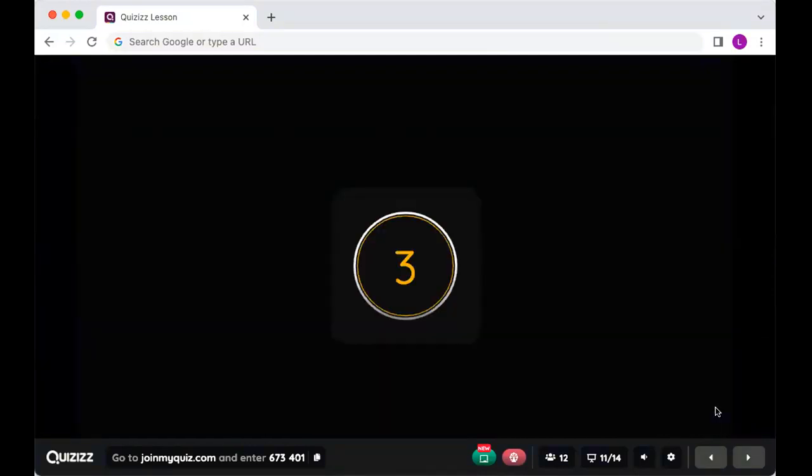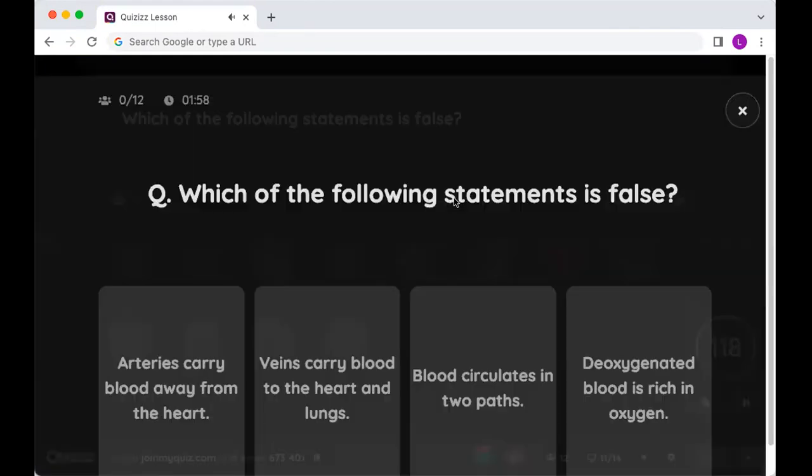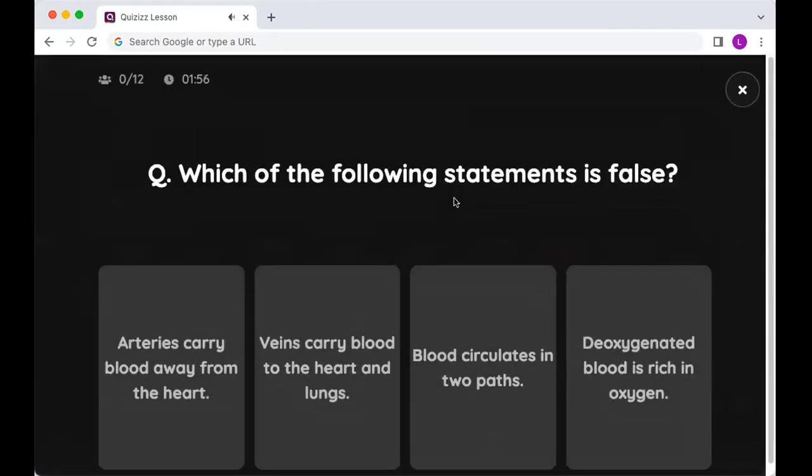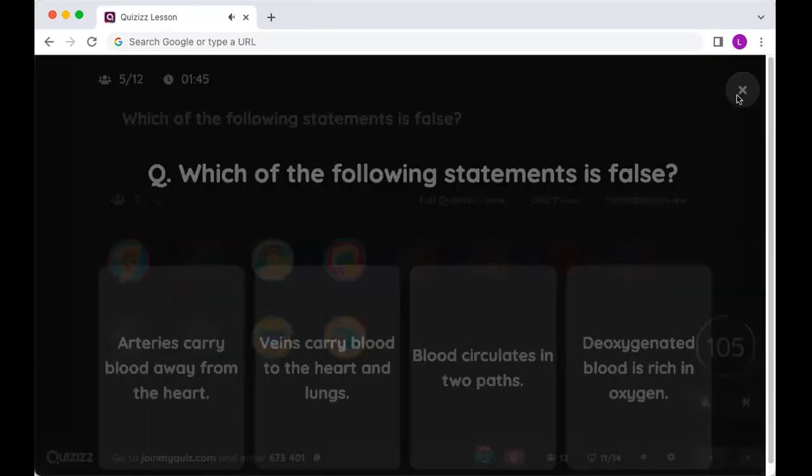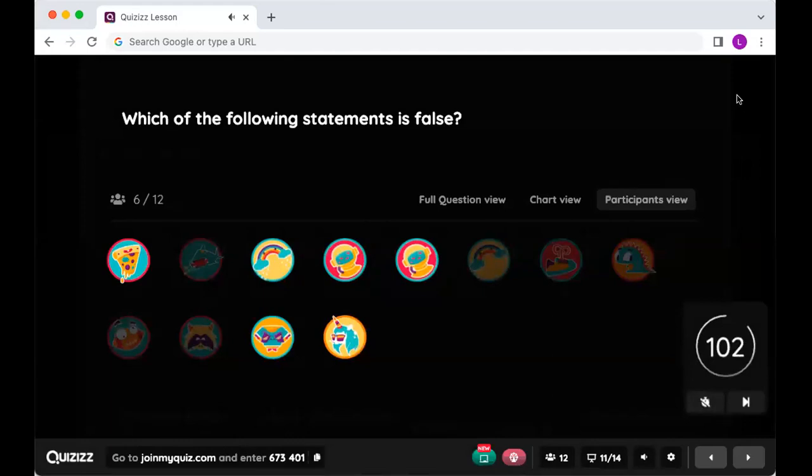Let's look at the last 3 questions. Which one of the following statements is false? Artery carries blood away from the heart. Vein carries blood to the heart and lung. Blood circulates in two paths. Deoxygenated blood is rich in oxygen. There is only one answer that's wrong. We know that something rich is not D. D is the opposite of something.